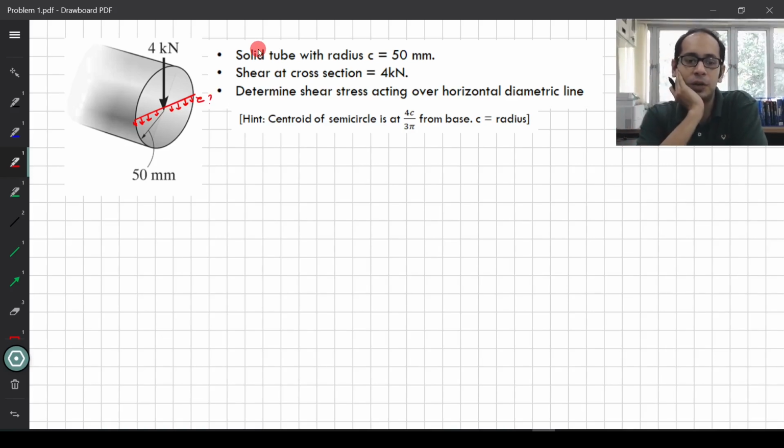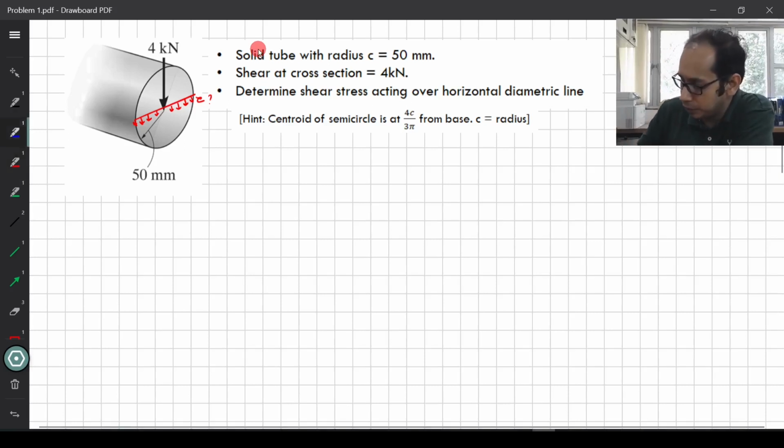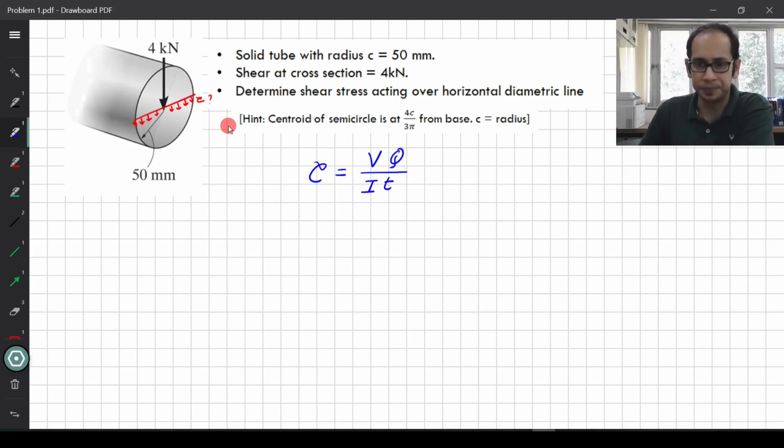Now let's write our basic equation for tau, and you're also given a hint. This is just to help you out, although you should know to derive these things. We will see where this hint comes into play in this problem. From our shear formula, tau equals VQ divided by I times t. So now let's plug in the different numbers.